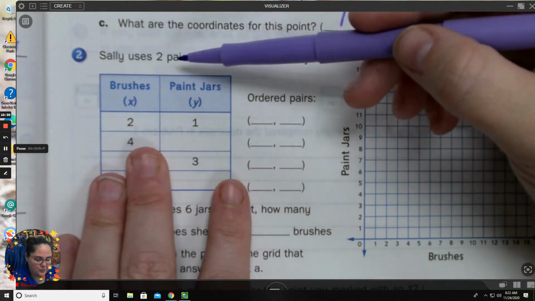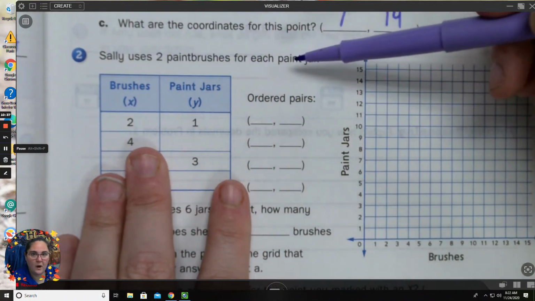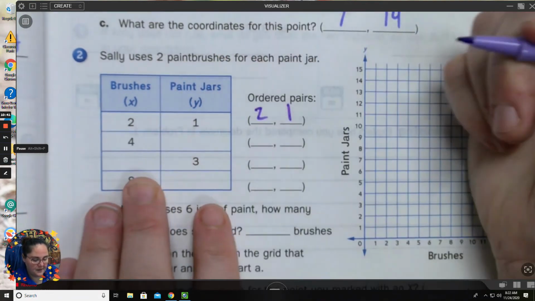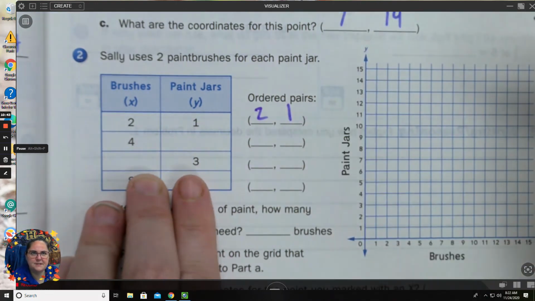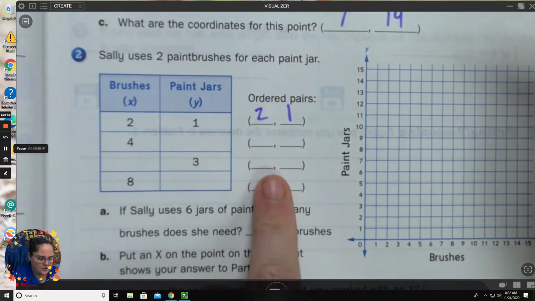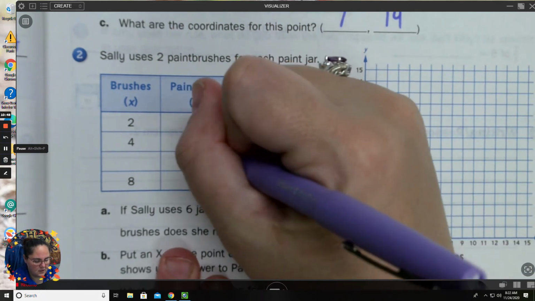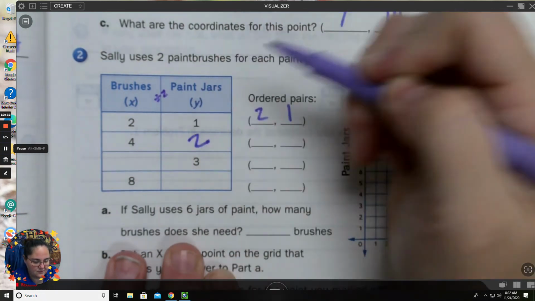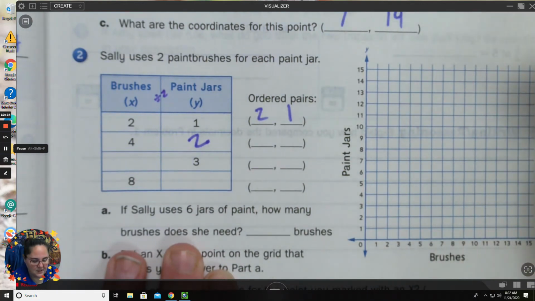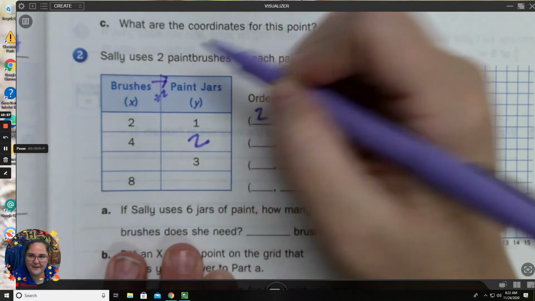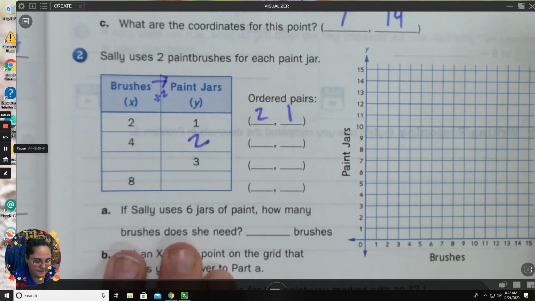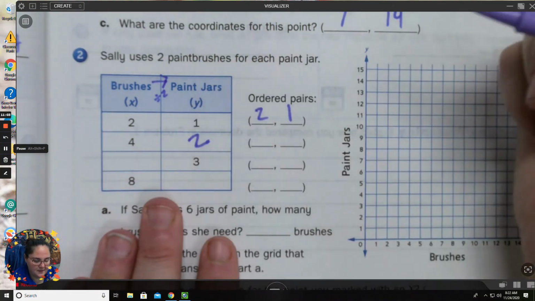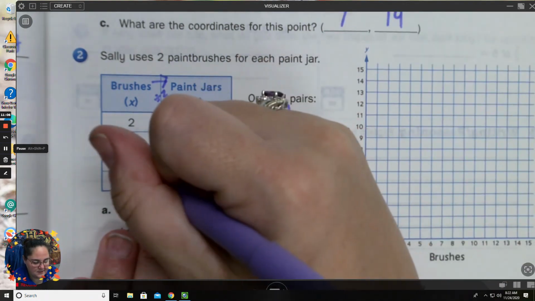Sally uses 2 paint brushes for every 1 jar. So 2, 1. 4 paint brushes. Okay, 2 for this jar, 2 for this jar. So on this one, we're going to divide by 2. That's going to be my little hint. So when you're going this way, you're going to divide by 2. All right? 3 jars, so going this way, I'm going to multiply by 2. 3 times 2 is 6.